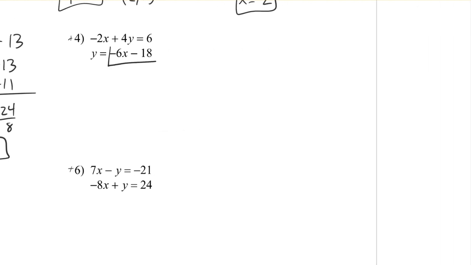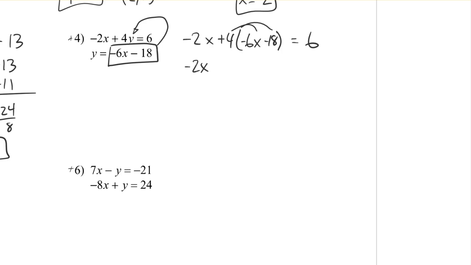Problem 4 is solved for y. So we're going to substitute that in for y here. So we're going to say negative 2x plus 4 times y equals 6. We're going to substitute in negative 6x minus 18. Distribute: negative 2x minus 24x, and 4 times 18, well, 4 times 10 is 40, 4 times 8 is 32, so that makes negative 72 equals 6.